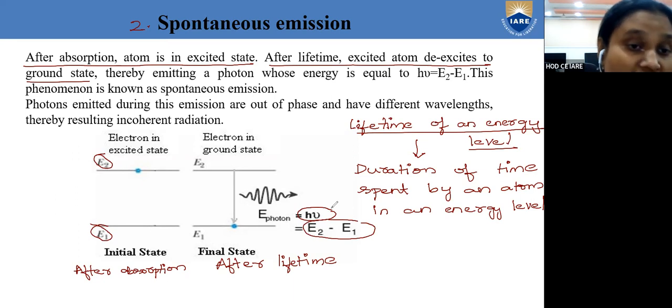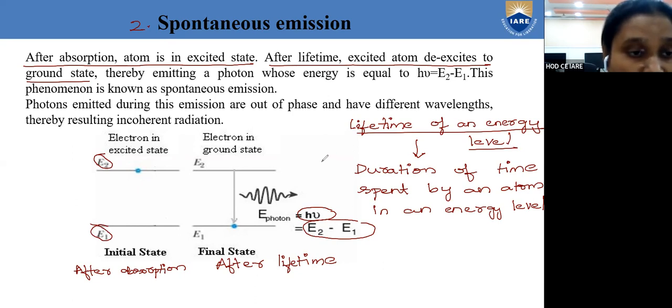What is emission? Emission is de-excitation of an atom or electron from higher state to lower state. Excitation or absorption is where the atom goes from lower state to higher state. Why are we using the term spontaneous? Because to push this excited atom down, I don't need to supply energy. The atom or electron comes down on its own, after its lifetime. So spontaneous emission takes place only after the lifetime of an energy level. That you have to understand.